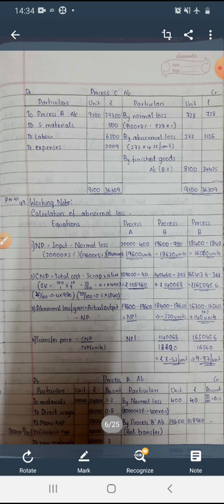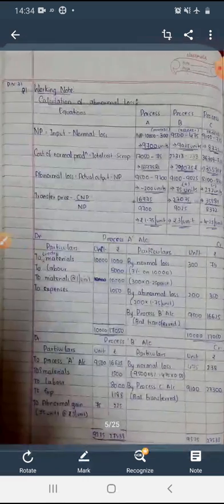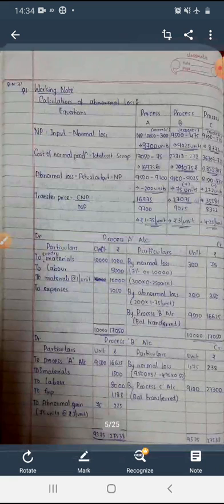Now next, process C is over. The balance of process C you have to transfer to finished goods. After the finishing of the third process, the raw materials are converted to finished goods. In this case there are only 3 processes. So this is about this question, process A, process B and process C.